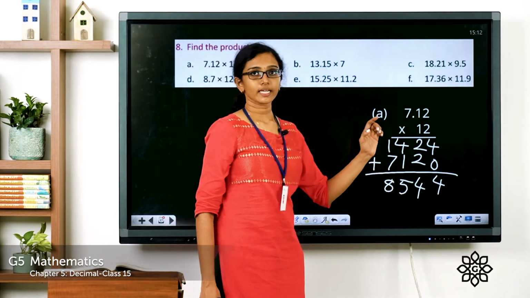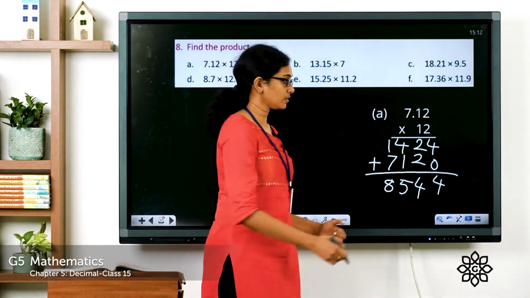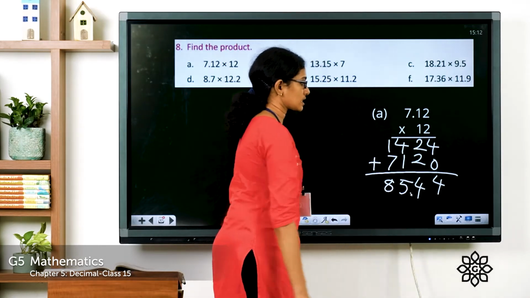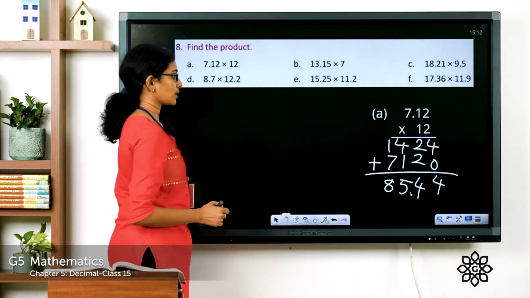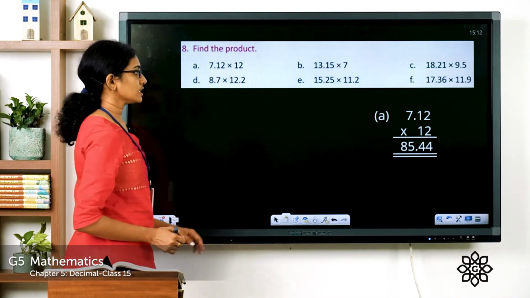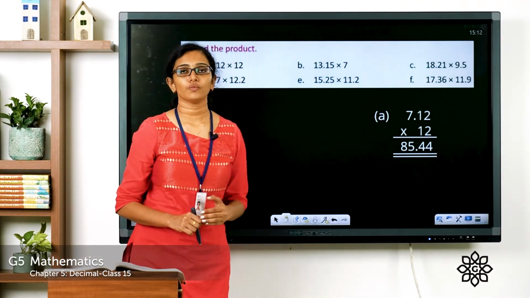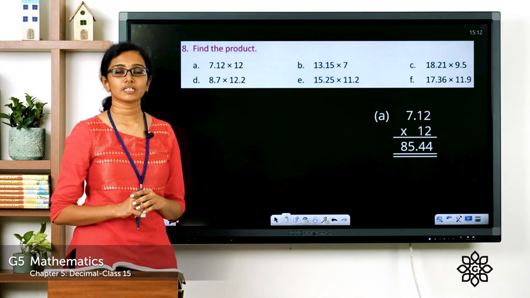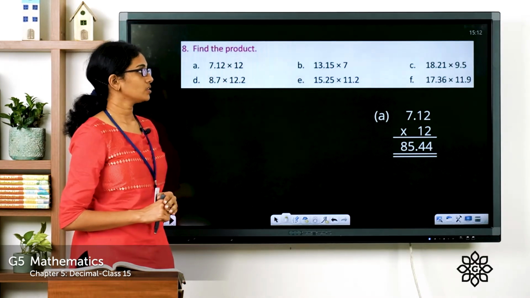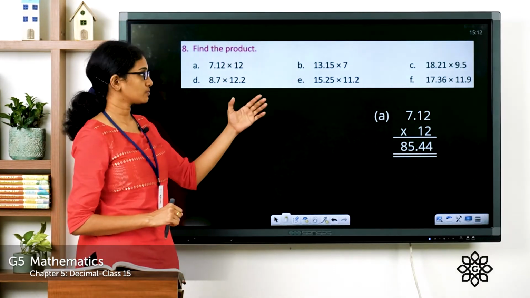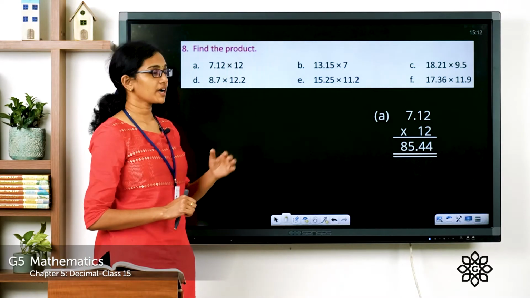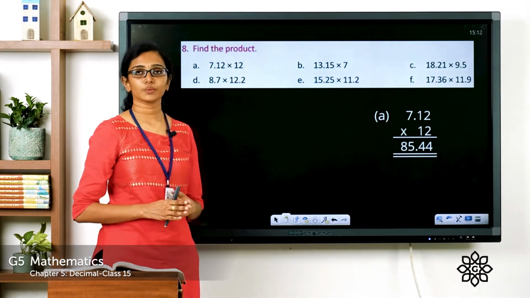So, counting 2 places from right to left, 1, 2, putting the decimal point. What is the answer to this question? The product is 85.44. That is the answer to question A. Similarly, you can proceed with the calculation of other products, and find the product of other questions as well.